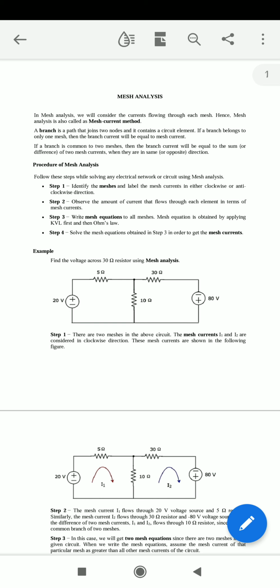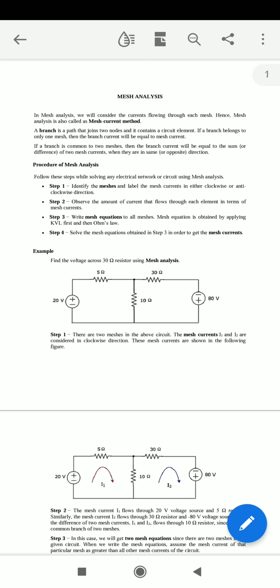In mesh analysis, we will consider the current flowing through each mesh. Hence, mesh analysis is also called the mesh current method. Why are we calling it the mesh current method? In this method, we can find the currents in each mesh. Okay.